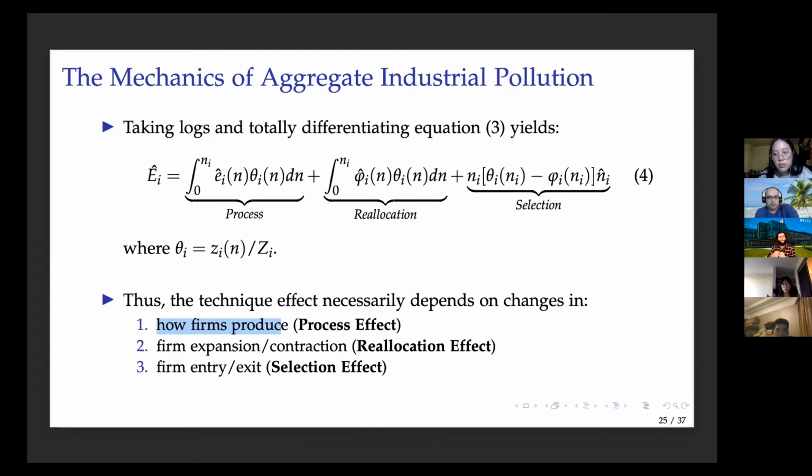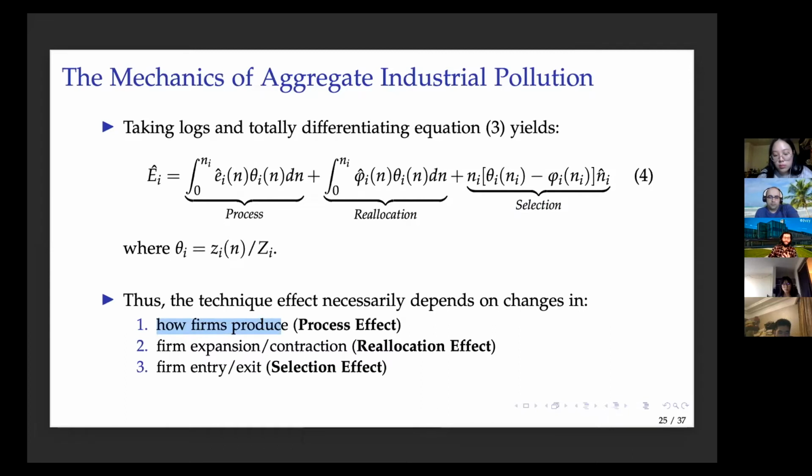So this process effect is changes in how firms produce. So this would be changes in an individual firm's pollution intensity as a source of that overall technique effect. Reallocation comes from relative expansion or contraction of relatively dirty or clean firms, whereas selection comes from entry and exit of firms into this industry.